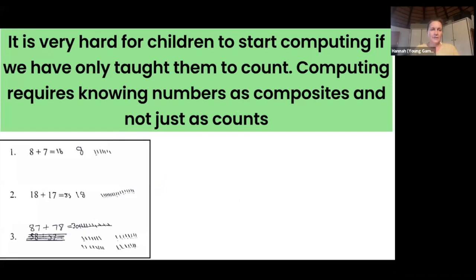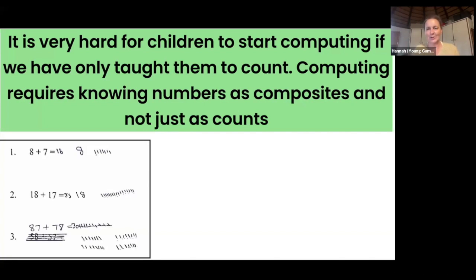So for me, it's very important. It's very hard for children who have only learned about counting to move to computing. We think they make a natural move, but they actually move from counting to the methods we teach them. And so if they haven't met numbers as composites or understood that 5 and 3 is the same as 8 and 6 and 2 is the same as 8, I'm not talking about bonds. We teach them 8, and then later we teach them the bonds. We teach them 6 plus 2 is 8.